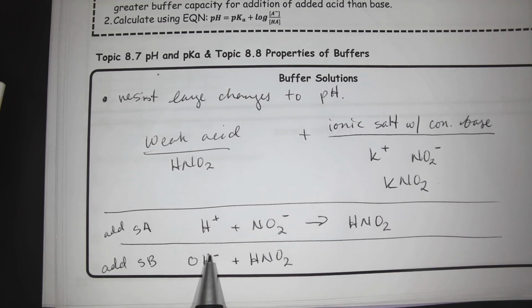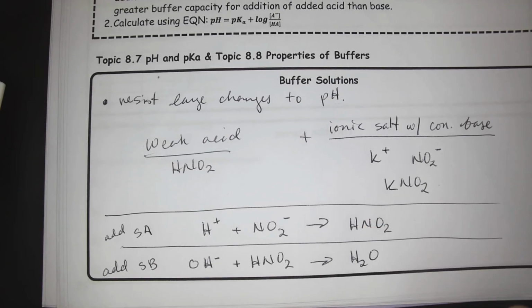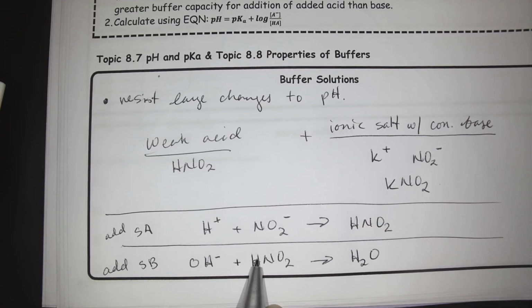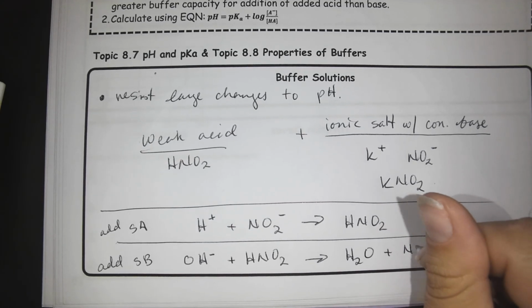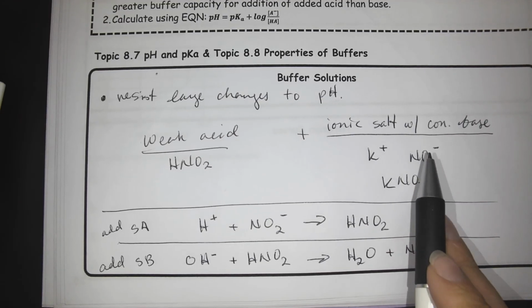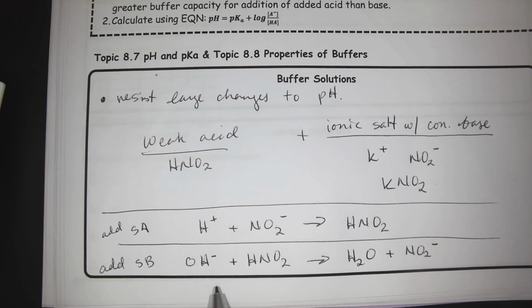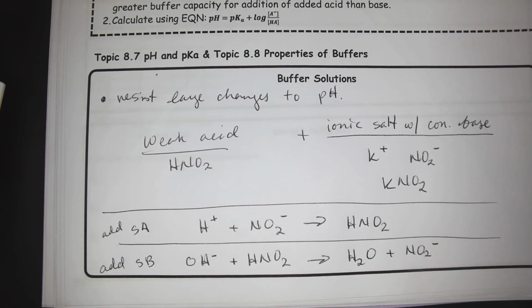And what happens is that this base pulls the hydrogen off of that weak acid, and it turns it into just a water molecule. This OH minus steals the H plus from the weak acid and becomes a water molecule, and it leaves over NO2 minus. Oh, well, that's just some more conjugate base. So when we add a strong base, the weak acid reacts with it and turns it just into more of the conjugate base that's already in there. So the pH doesn't really change.